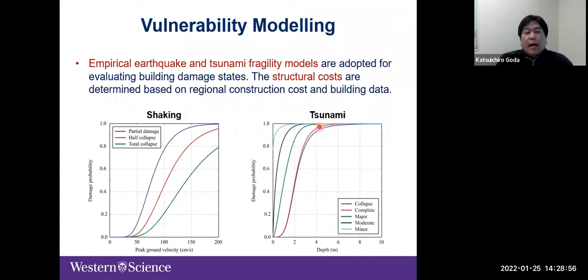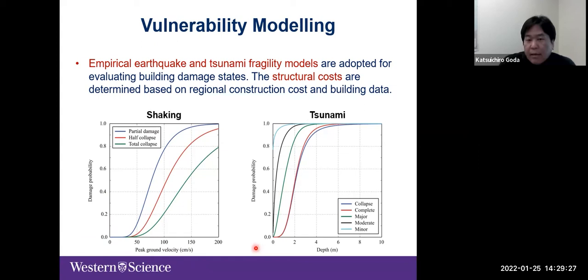For vulnerability modeling, I used the published shake fragility model for Japanese buildings, which is based on the historical 2011 earthquake or so. So that's the fragility model I used. And this fragility model comes as a function of peak ground velocity. So that's another reason that I chose the intensity measure, IM, as PGV.